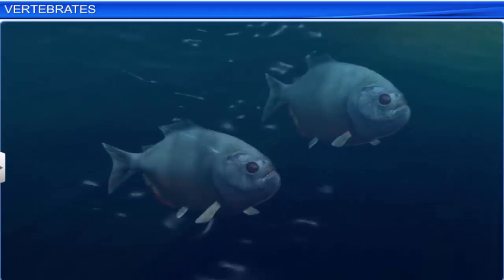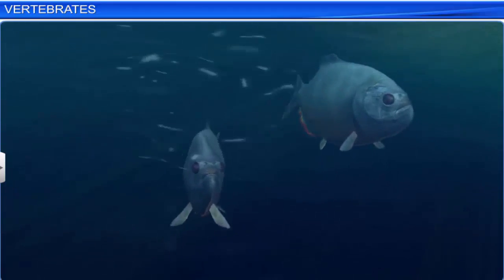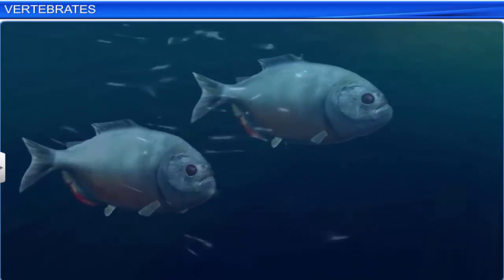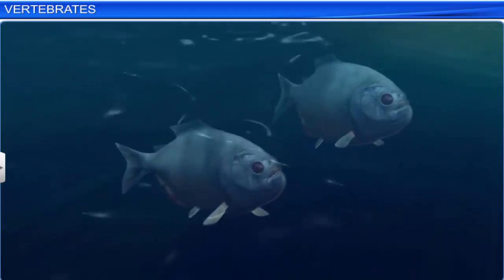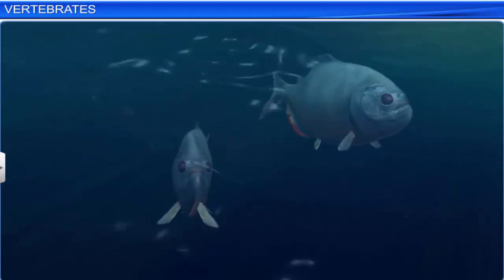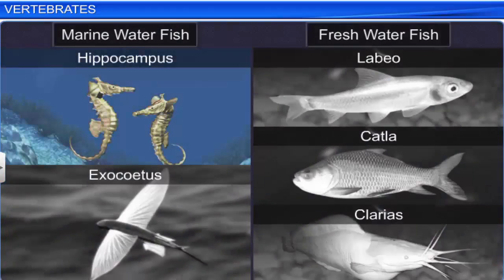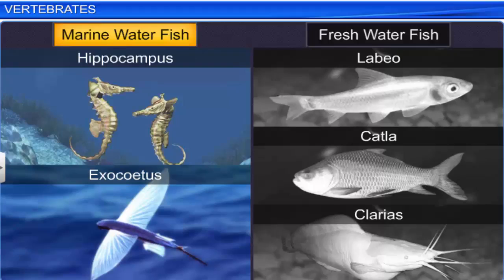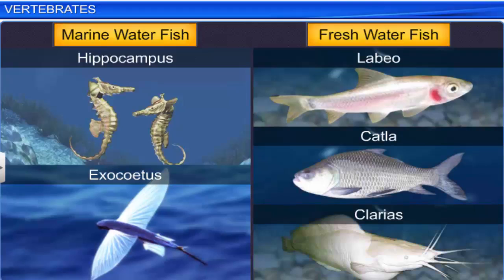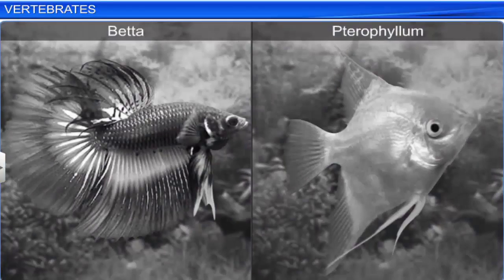Osteichthyes are dioecious and fertilization is usually external. They are largely oviparous and exhibit direct development. Hippocampus and Exocetus are marine fish, while Labeo, Catla, and Clarias are freshwater fish, while some fish like betta and pterophyllum are used in aquariums.